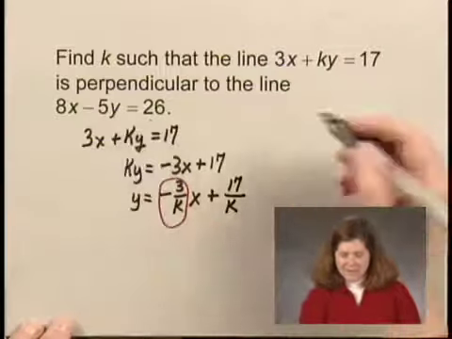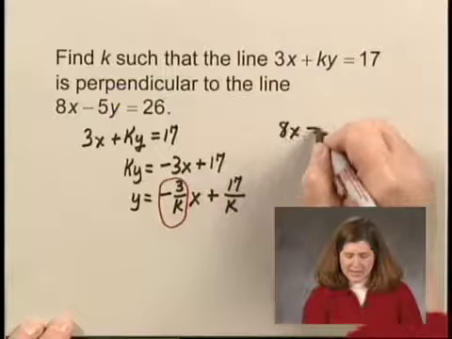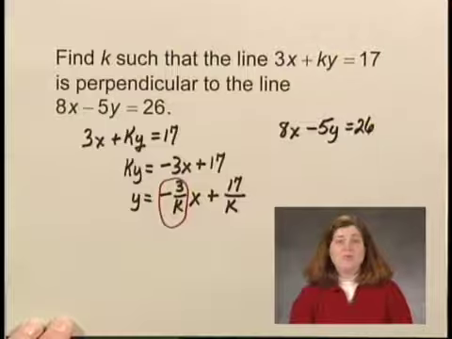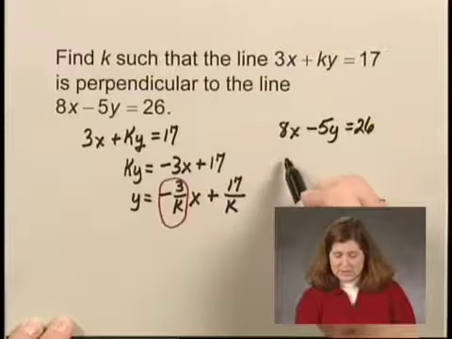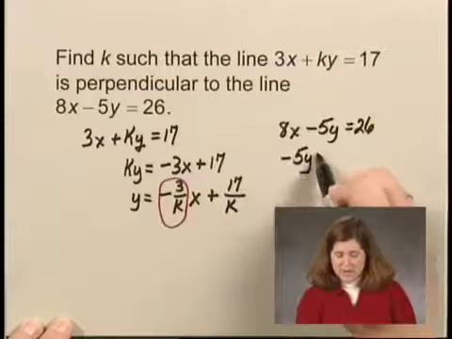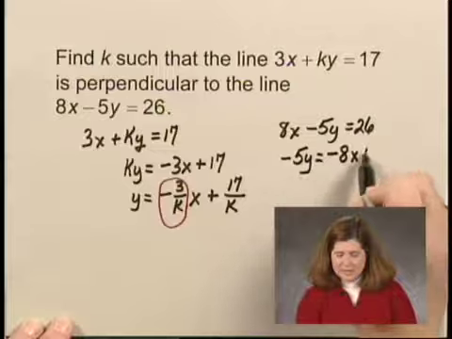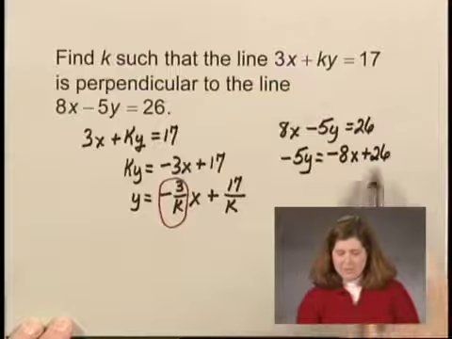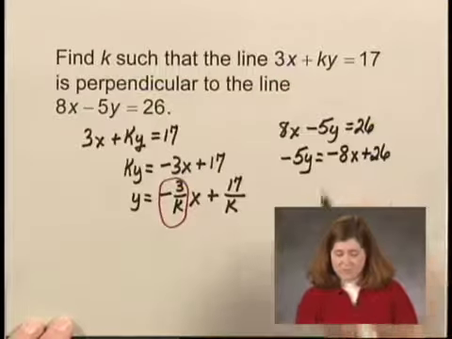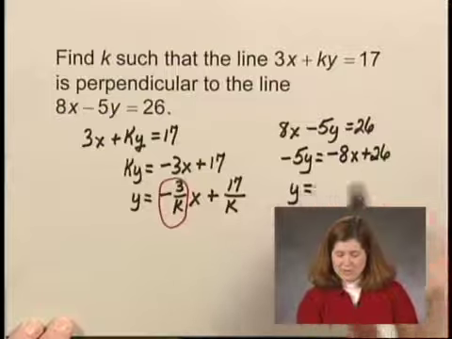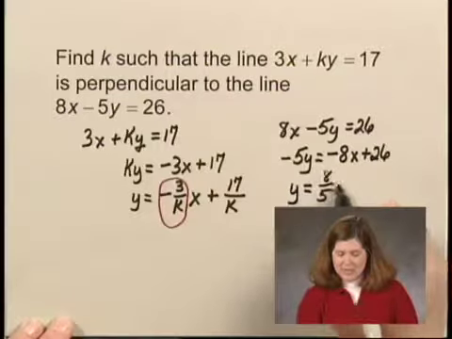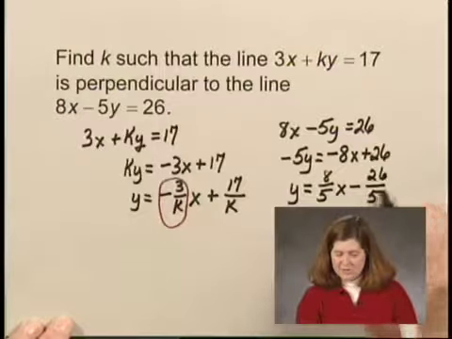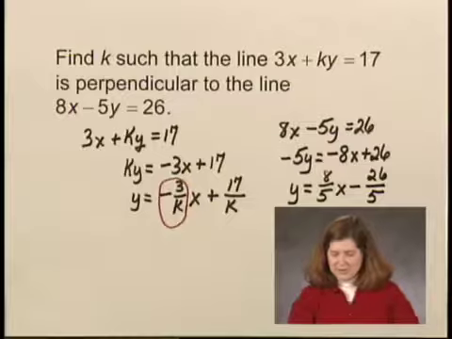Let's look at the second line. 8x minus 5y equals 26. Solving for y, we subtract 8x on both sides. We get -5y equals -8x plus 26. And then we divide everything by -5 or multiply everything by -1/5, and that gives us y equals 8/5 x minus 26/5. The slope of this line is 8/5.